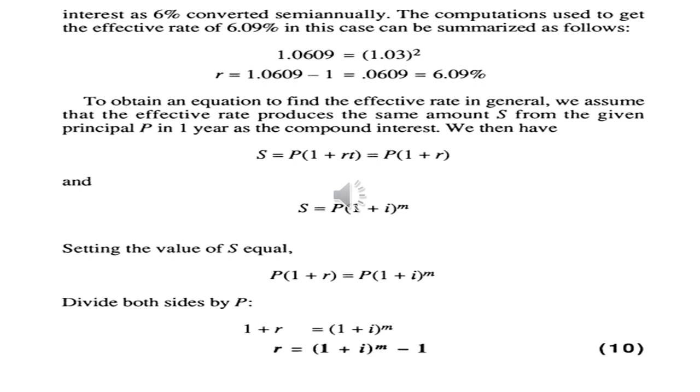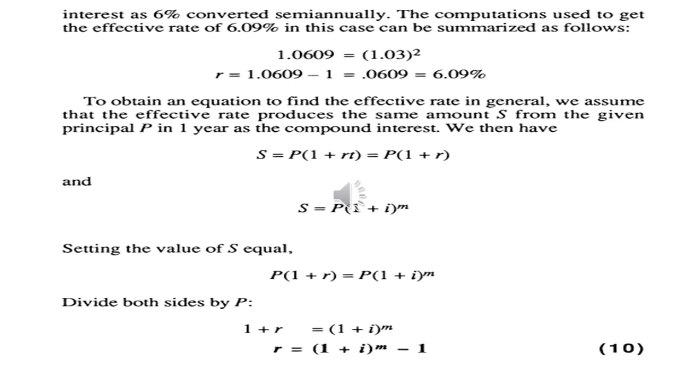We assume that the effective rate produces the same amount S from the given principal P in 1 year as the compound interest. We then have S equal P multiplied by 1 plus RT, equal P multiplied by 1 plus R, and S equal P multiplied by 1 plus i to the power m. Setting the values of S equal, P multiplied by 1 plus R equals P multiplied by 1 plus i to the power m. Divide both sides by P: 1 plus R equal 1 plus i to the power m.